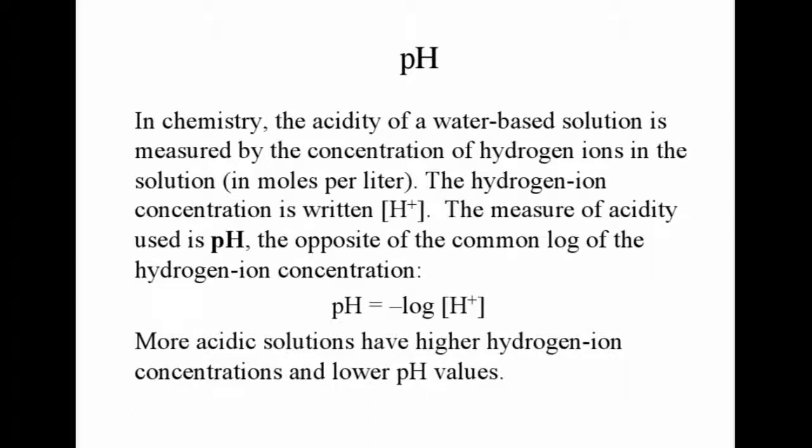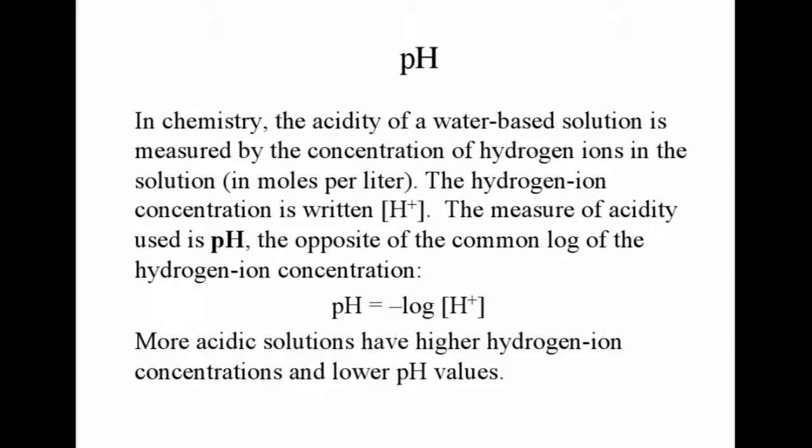Another application involves pH. In chemistry, the acidity of a water-based solution is measured by the concentration of hydrogen ions in the solution. That's in moles per liter. The hydrogen ion concentration is written H+.